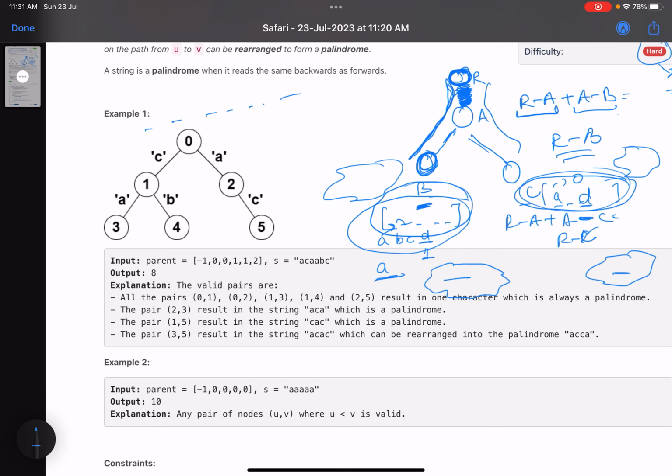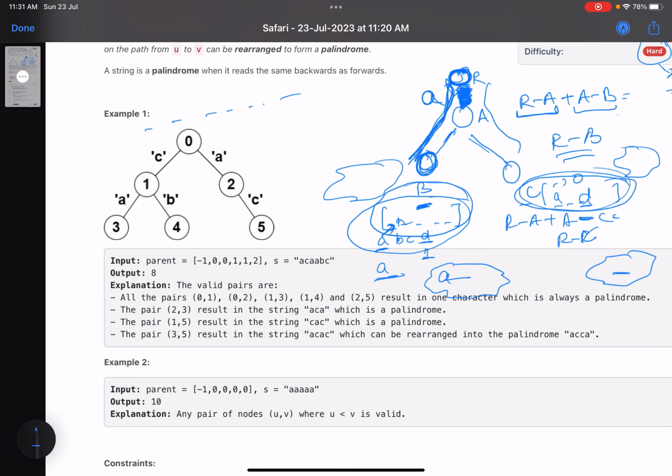Maybe a character which was probably occurring 2 times, right? So from here to here, A was occurring 2 times. Maybe one A was contributed from root to A. So what will happen if you remove this path? What will happen? This one A will be removed, and ultimately the parity of A will change, right? The parity of A will change. Initially it was even, now it will become odd.